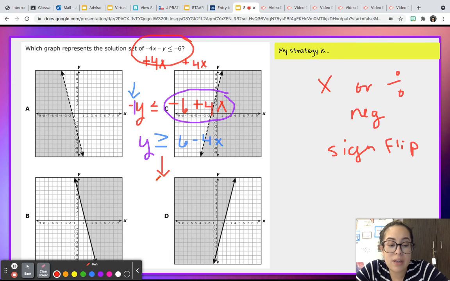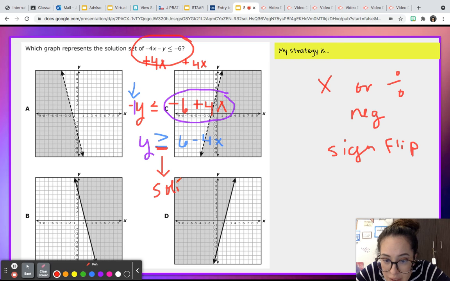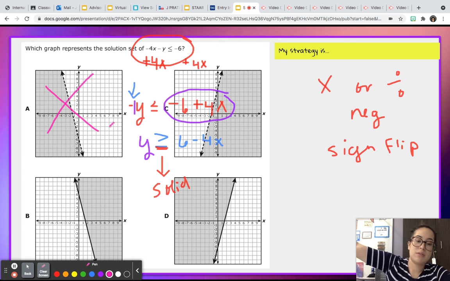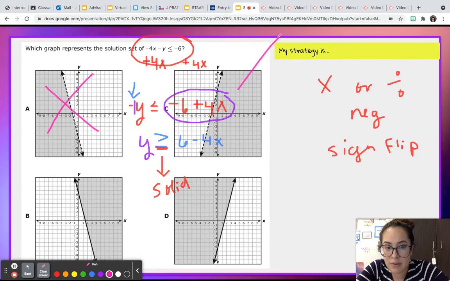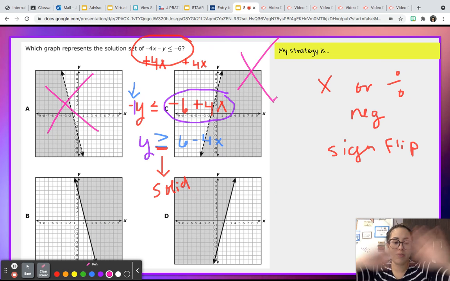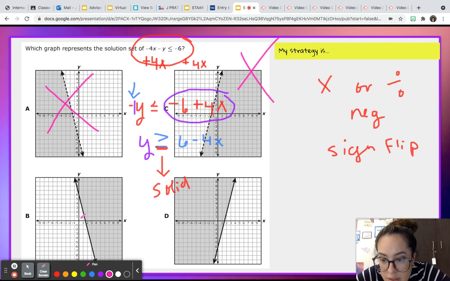When a symbol is or equal to, with the little line at the bottom, that means you will have a solid line. So I can eliminate things just because I know it's going to be a solid graph. Like this dotted graph is eliminated, because that's a dotted graph. This one too. No dotted graphs. I want a solid line graph. So it's between B and D.